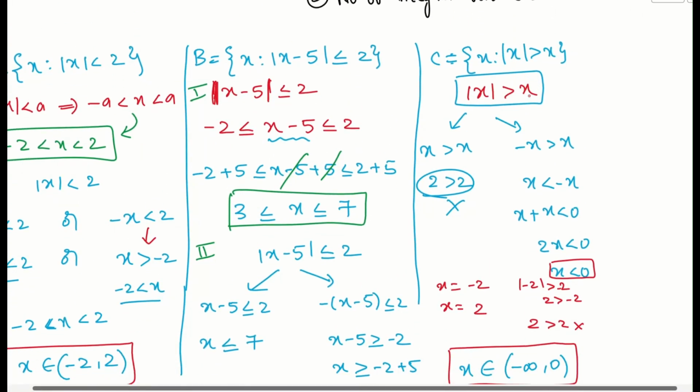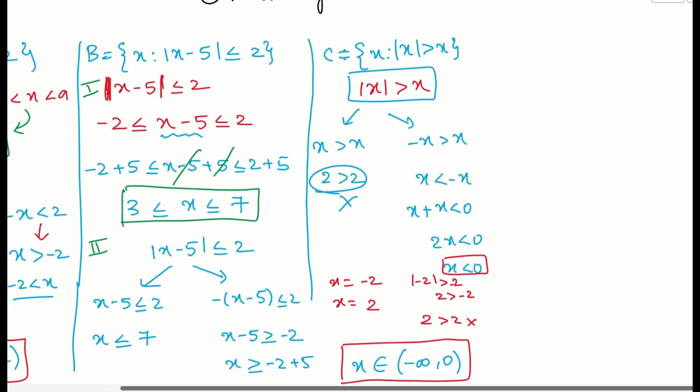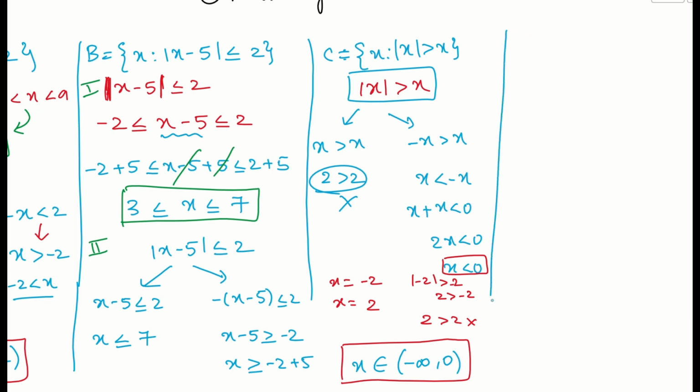Are you getting my point here? Any doubts up to here? So now let us see the D set, which is the final set. What is the set given? x such that mod x is less than x. This also we can do directly. So let us try: if I take x equal to 0, is 0 less than 0? No, this is never true.